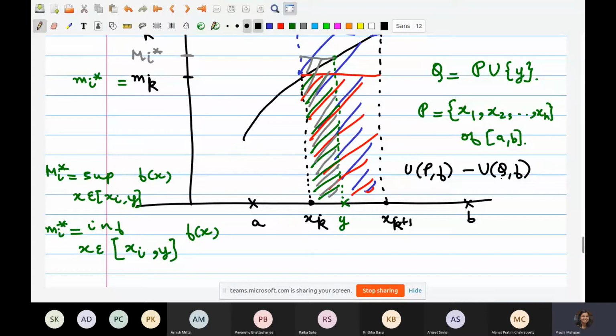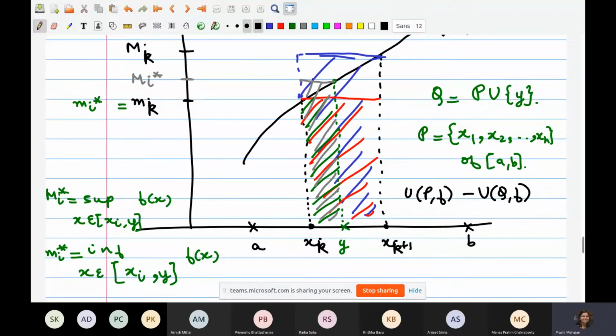Is that correct? Now next would be the term x3 minus x2 times the supremum of f restricted to this subinterval. A similar term will appear in the upper sum corresponding to the partition Q. So all other terms will cancel out. The ones that will remain are the ones which correspond to the kth subinterval, namely x_{k+1} minus x_k times the supremum of f restricted to this subinterval, which is mk. Now this term will appear in the upper sum corresponding to the partition P, and what else?